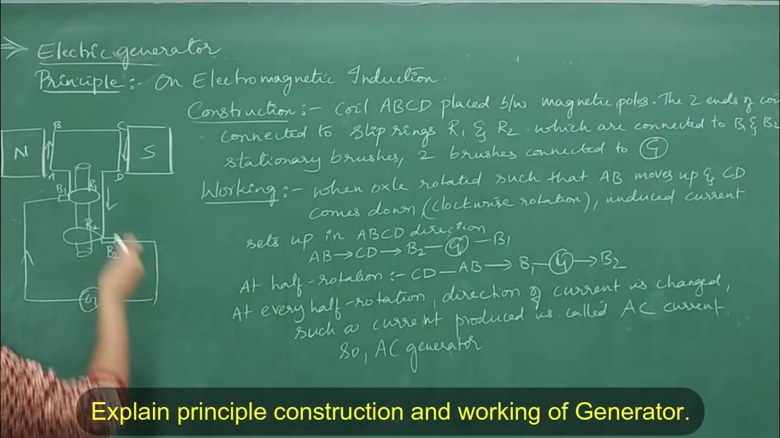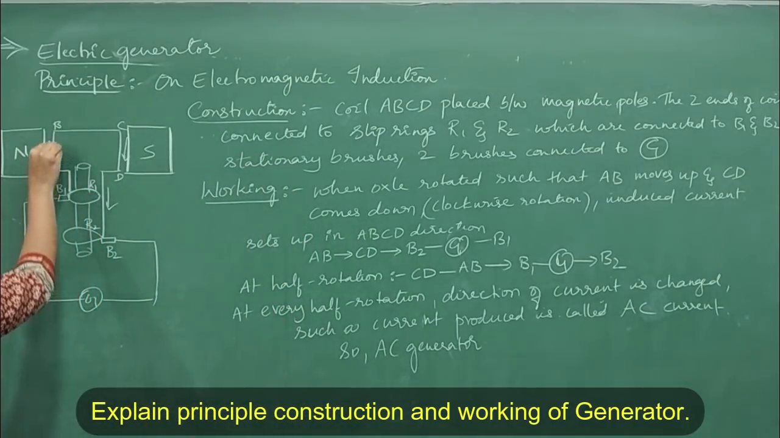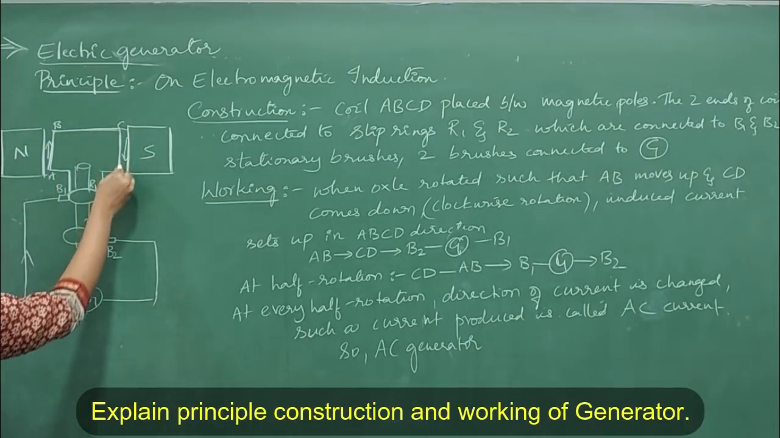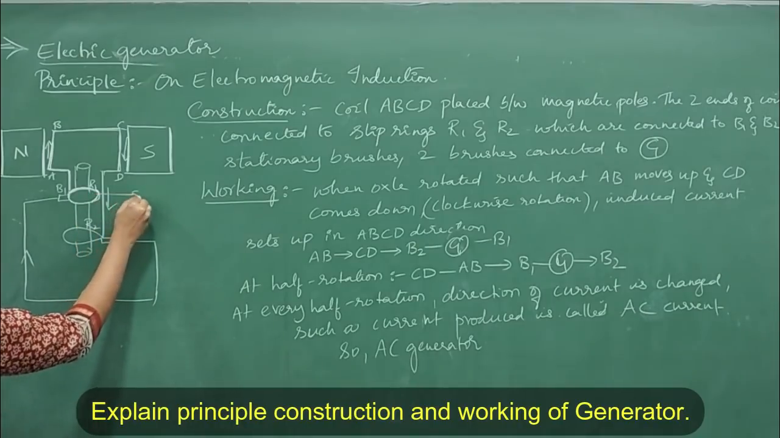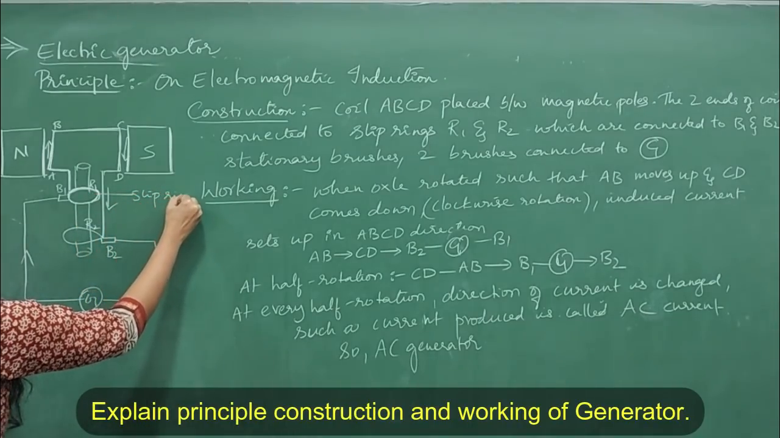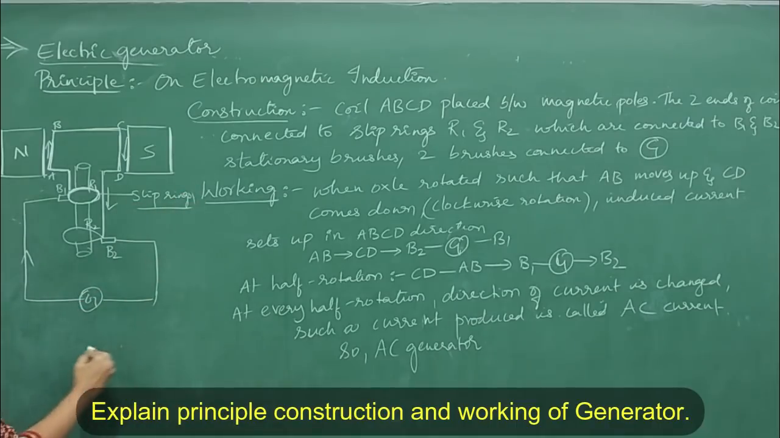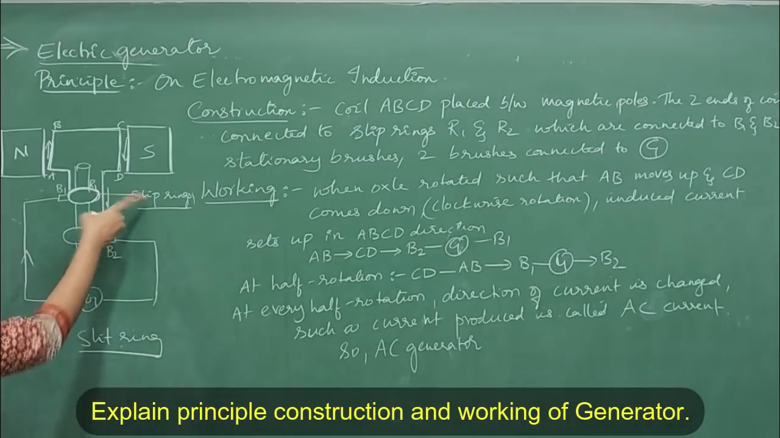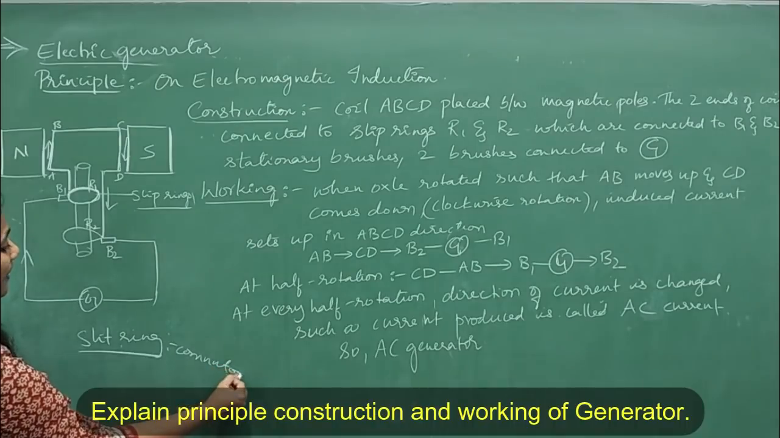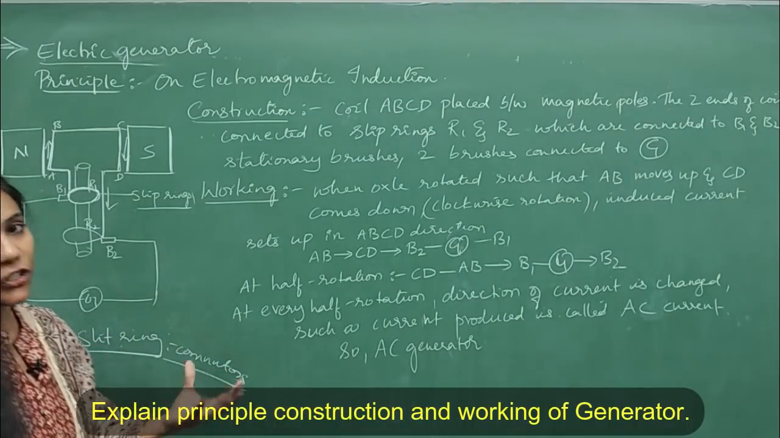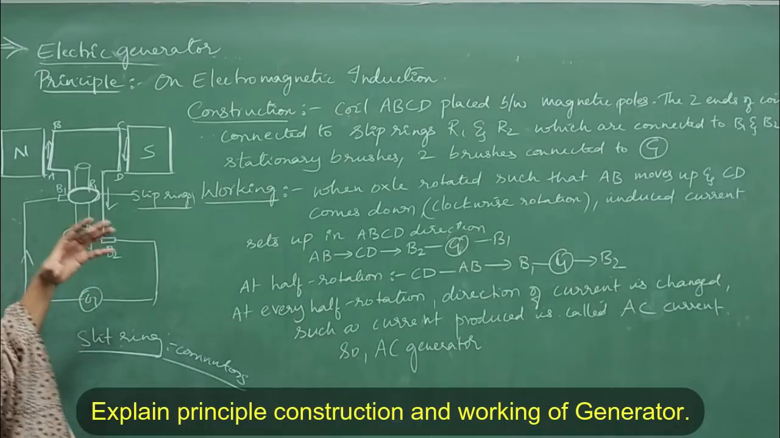You can see the diagram here. The diagram is somewhat similar to our electric motor. There are two magnets, and ABCD is the armature coil, and one end of the armature coil is connected to one slip ring. These are called slip rings. In the case of an electric motor, we used slit rings. Slit rings are different from slip rings. Slit rings act as a commutator there, which means they help to change the direction of current. But here we are using slip rings.